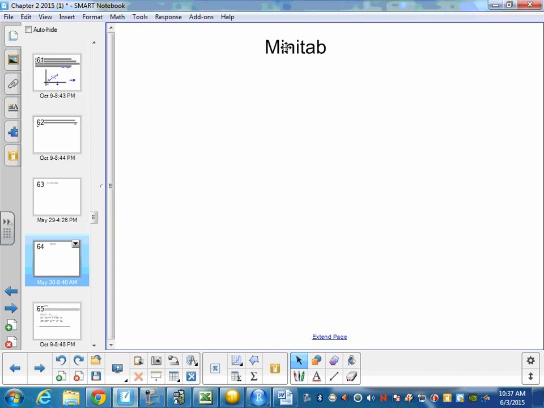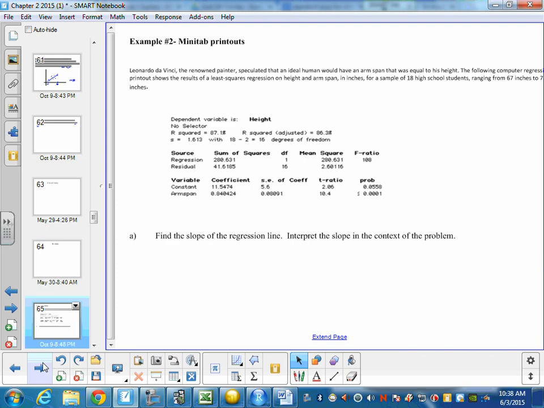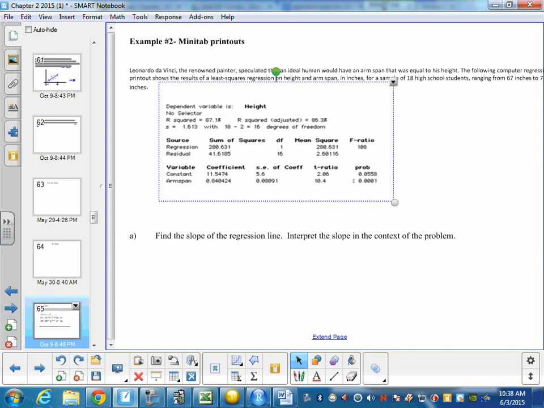Now, Minitab is a computer software package that allows us to find some values from data sets. We do not have that package, and we will not use it, but we have to know how to use its printouts. Now, here is a typical printout.